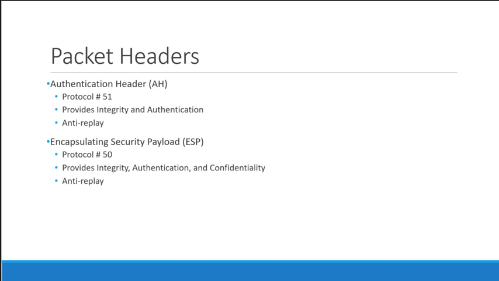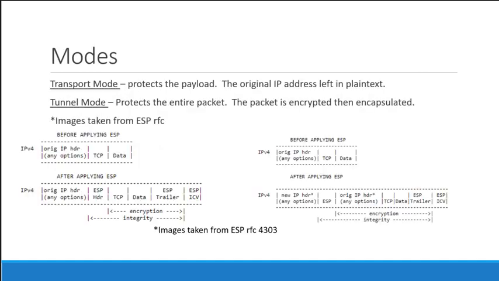For that reason, we use ESP in more applications. It doesn't mean AH isn't used. It just means that we have more applications that we need confidentiality for. So from this point on, I'll focus specifically on ESP. We can run in two modes: transport mode or tunnel mode.